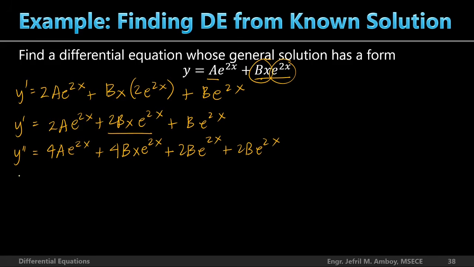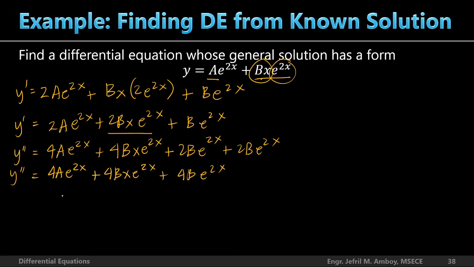Okay, so we can simplify y double prime and combine like terms. These two terms are the same, so we can combine them. 4a e raised to 2x plus 4b x e raised to 2x plus 4b e raised to 2x.